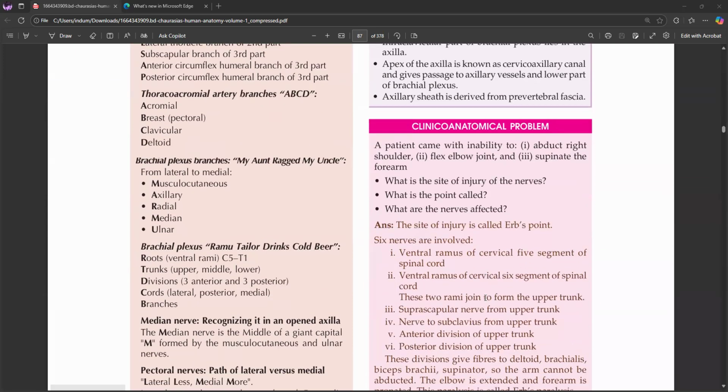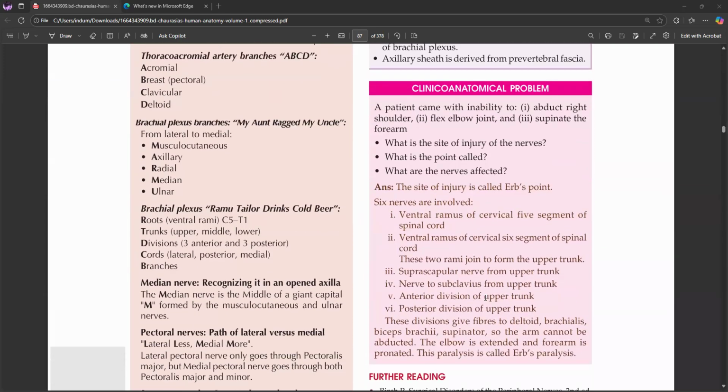Clinico-anatomical problem. A patient came with inability to abduct right shoulder, flex elbow joint, and supinate the forearm. What is the site of injury of the nerves? What is the joint point called? And what are the nerves affected? The site of injury is the Erb's point.